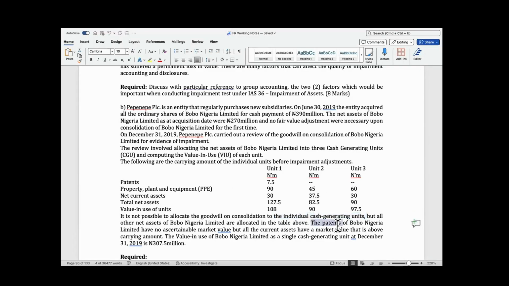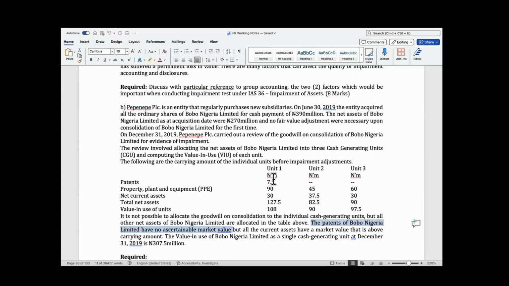They said the patents of Bobo Limited have no ascertainable market value. You see, this sentence tells me that the patent has been impaired fully. They said the patents of Bobo have no ascertainable market value. That means this 7.5 million is gone.